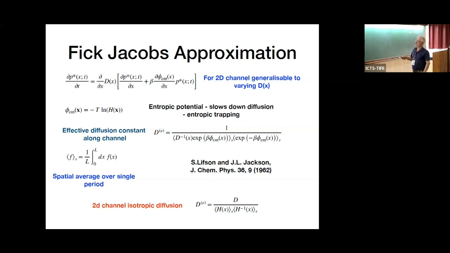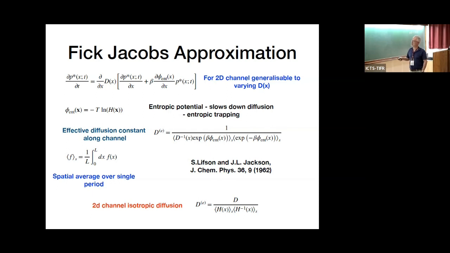And actually, once you do this, you can use something like the Lifson-Jackson formula. So if you started off with a two-dimensional problem, you've reduced it to a one-dimensional problem. And so now you can just apply this formula here for diffusion in one dimension in a general potential. Okay, so you get this formula here, and you actually find this classic result. The effective diffusion constant is just given by the bare diffusion constant divided by the spatial average of the width of the channel multiplied by the average of h to the minus 1. Okay, so this is a well-known formula.